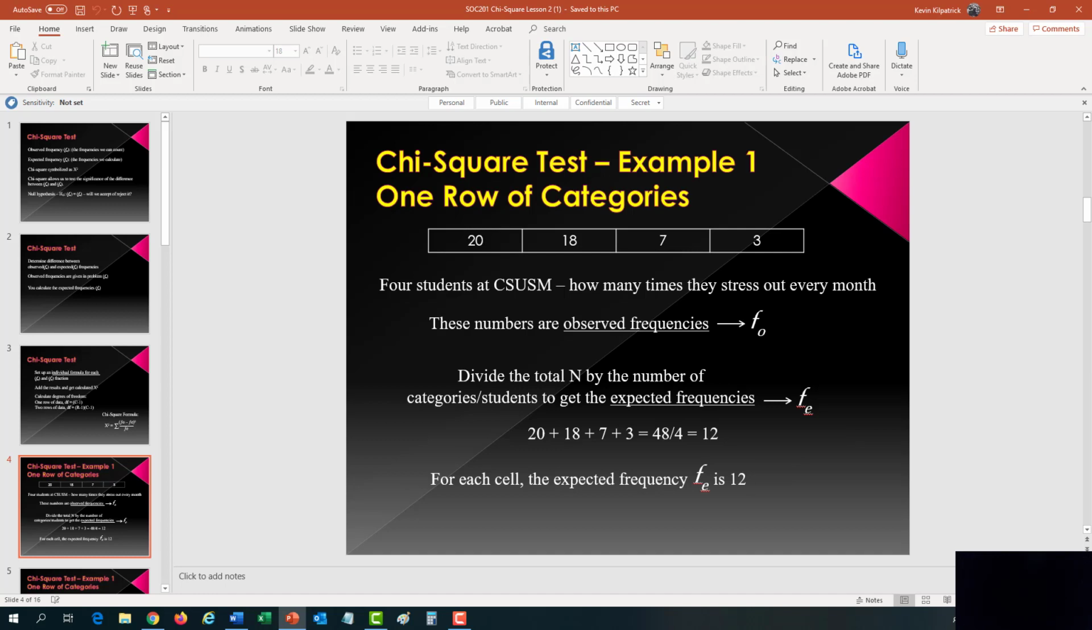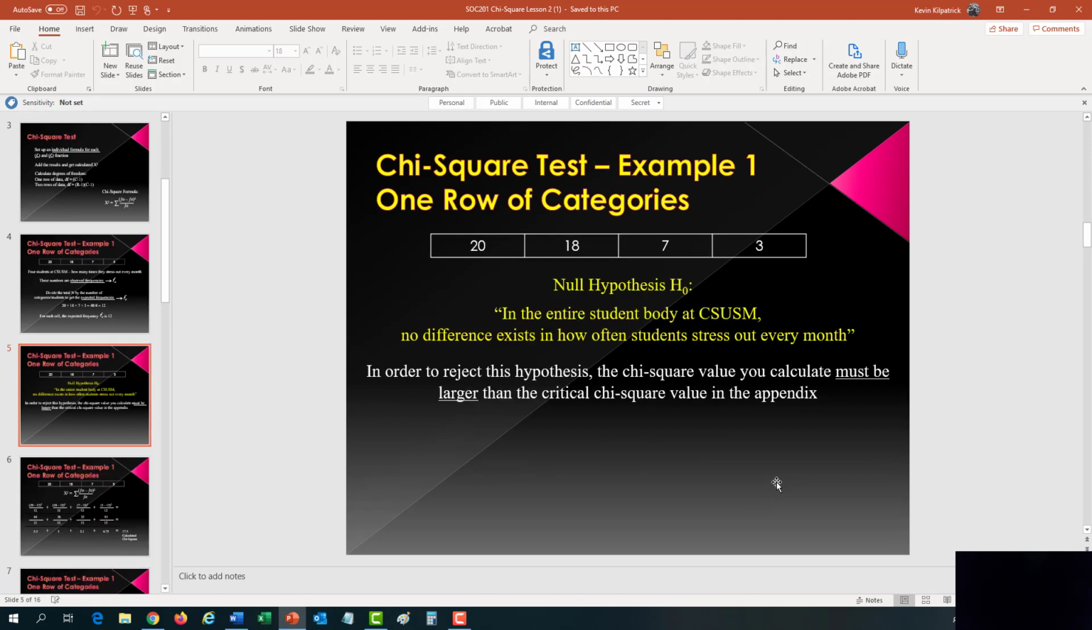Okay, so observed frequency for the first student is 20. The expected frequency for the first student is 12. The null hypothesis: in the entire student body at CSUSM, no difference exists in how often students stress out every month. In order to reject this hypothesis, the chi-square value you calculate must be larger than the critical chi-square value that you find in the appendix, right?